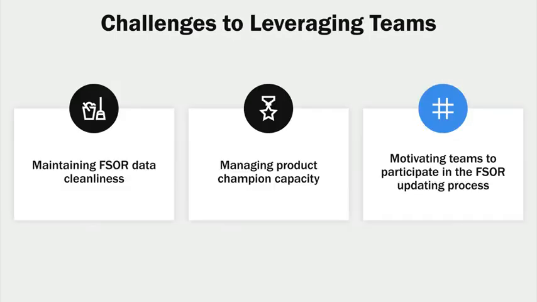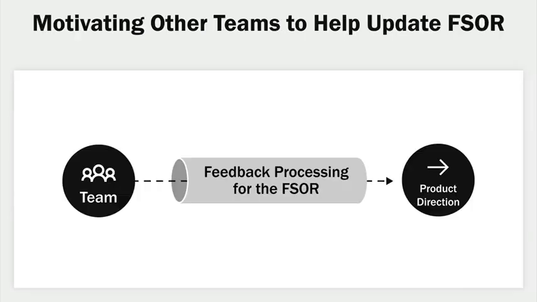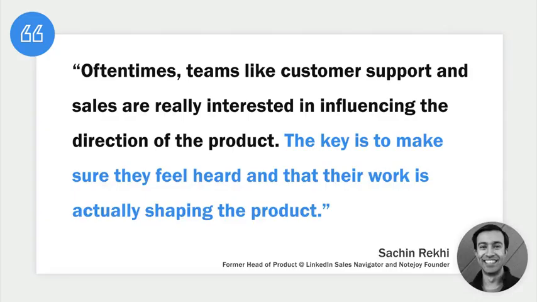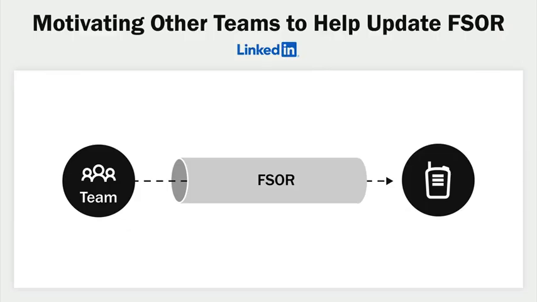The final challenge is motivating other teams to participate in the FSOR updating process. We recommend framing feedback processing for the FSOR as the primary channel through which other teams can influence product direction. Sachin says, often, teams like customer support and sales are really interested in influencing the direction of the product. The key is to make sure that they feel heard and that their work is actually shaping the product. Consider how the product team at LinkedIn got buy-in from other teams to update the FSOR.